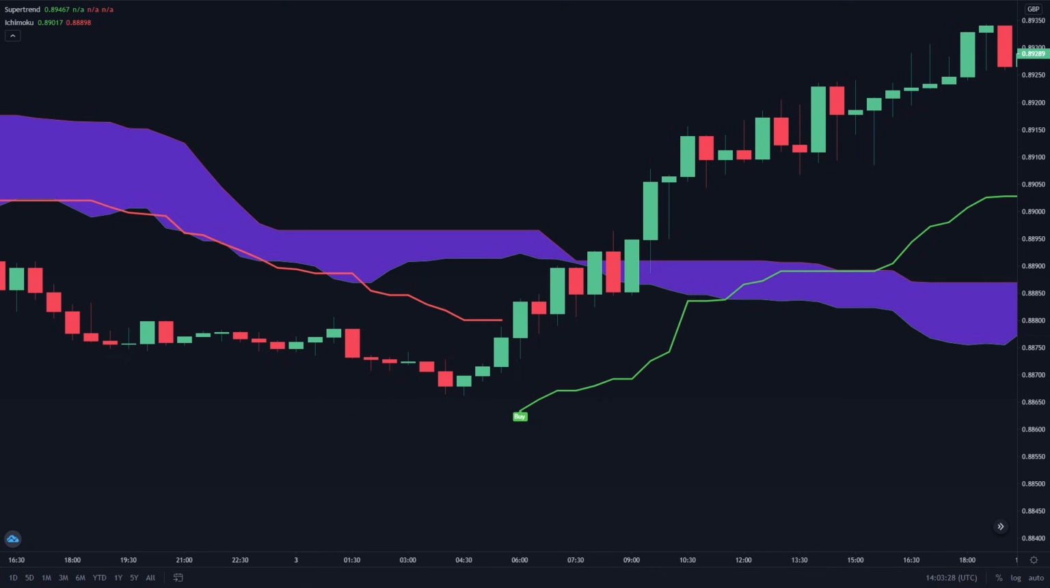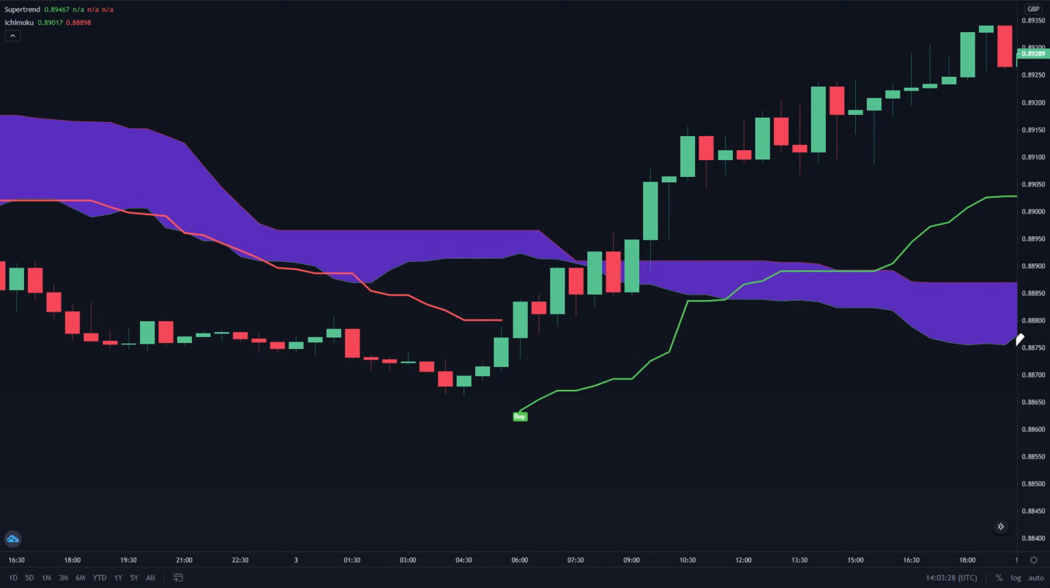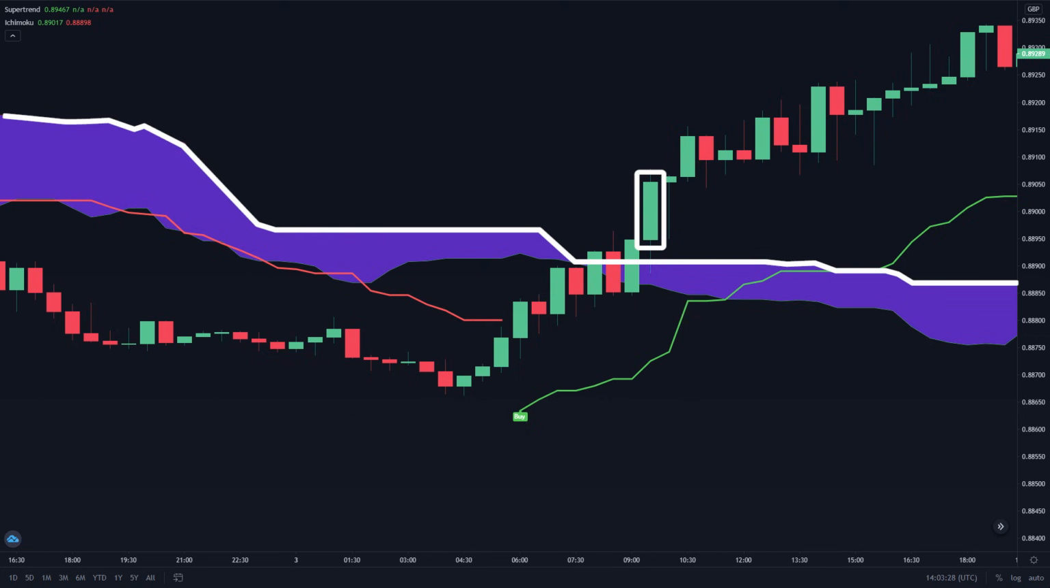In this chart, we can see that the indicator gave a buy signal, but the price is still below the clouds, so you don't want to take positions yet. Next, you can see that the price is inside the clouds, so you also don't take any positions here. Next, you can see that the price is above the clouds while the Supertrend is colored green, so this is where you want to take your buy position.